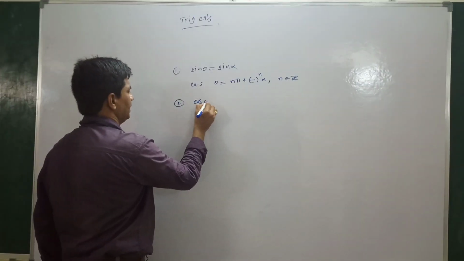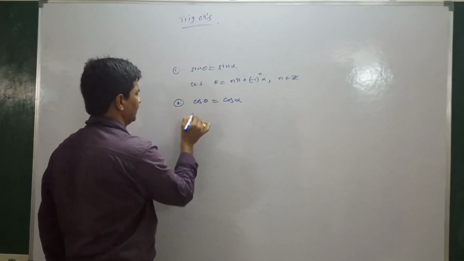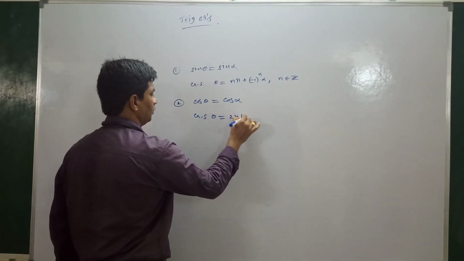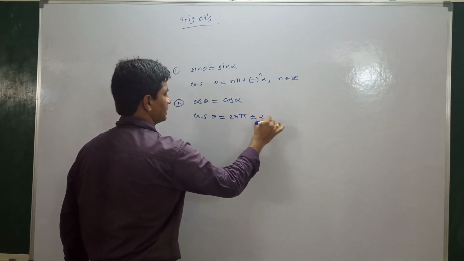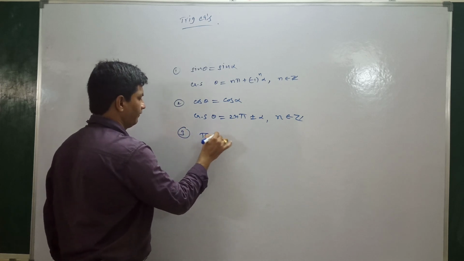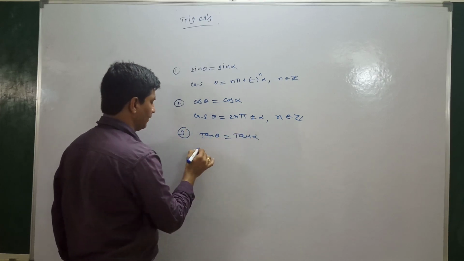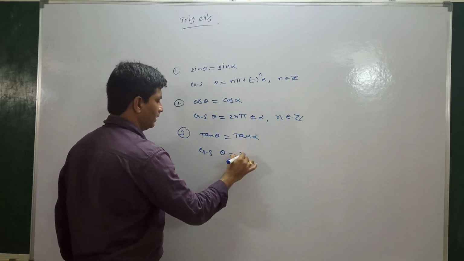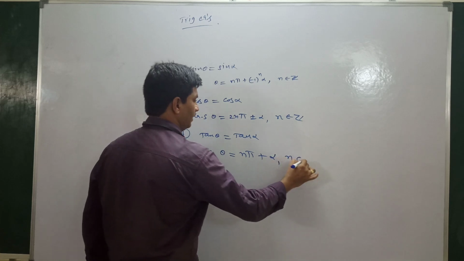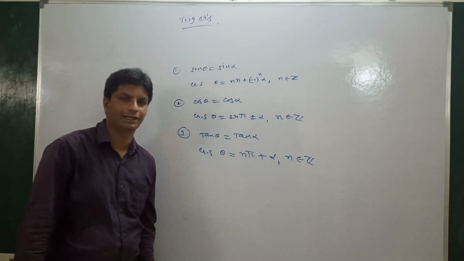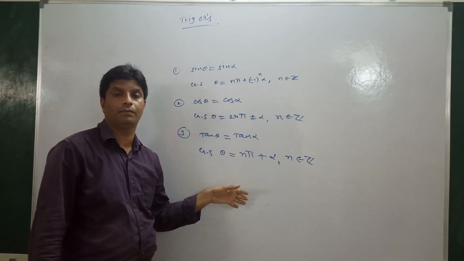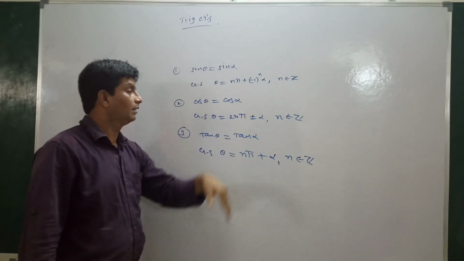Number 2, if cos theta equal to cos alpha, then the general solution of this expression is given by theta equal to 2n pi plus or minus alpha, where n is an integer. Number 3, if tan theta equal to tan alpha, then the general solution is given by, simply we can write, theta equal to n pi plus alpha, where n is an integer. We can take n as a positive integer or negative integer. Understood? These are the main 3 concepts in trigonometric equations.